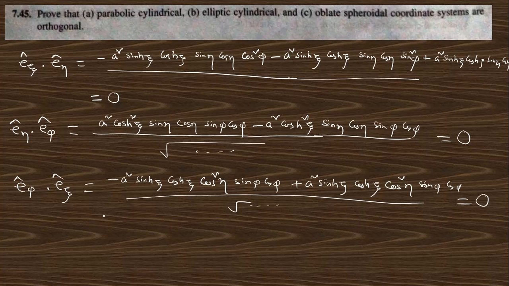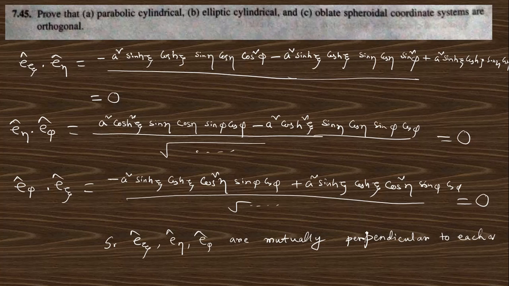So you can see these three unit vectors are mutually perpendicular to each other. So E xi, E eta and E phi are mutually perpendicular to each other. Since these are perpendicular to each other, you can say this is an orthogonal system. Orthogonal system, right? I think it is clear.